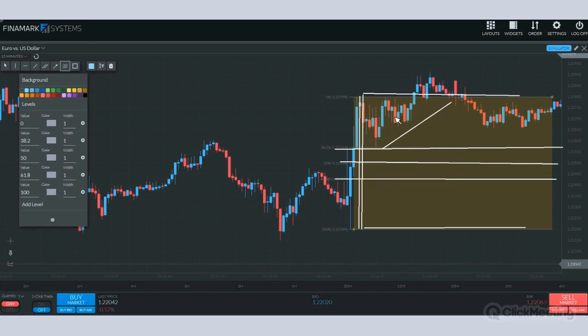Looks like we have a bit of a tightening wedge formation, almost a flag formation as well, with the big bullish move being the flagpole and then the tightening wedge up here being the flag before we broke out. But we're going to focus in on that 38.2 bounce.